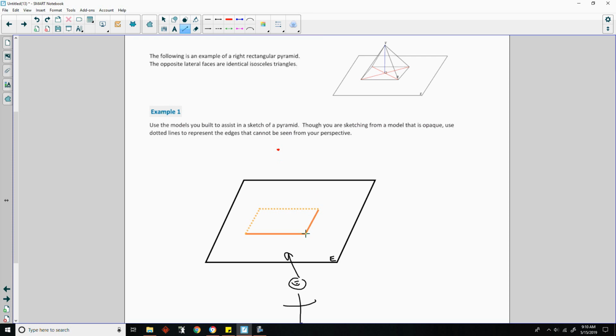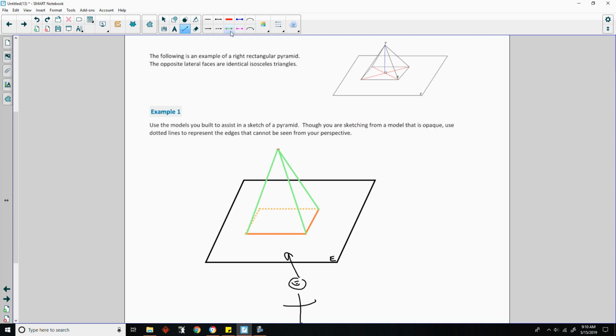From this corner, I would be able to see it, so it's going to be solid. So there's my segment there. I'd be able to see this one as well. So there would be my right side, or my right lateral face. And then if I drew a segment up from here, I'd be able to see this corner from this perspective. So now I have the front lateral face.